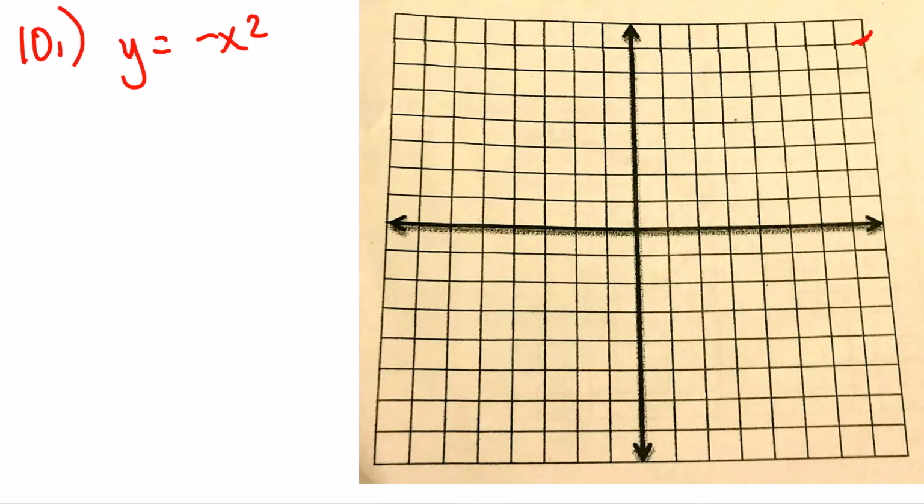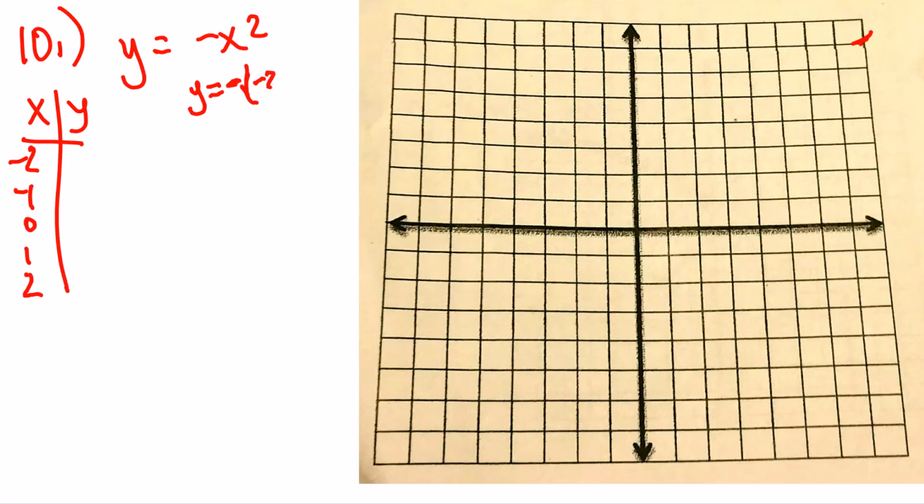So number 10, I have y equals negative x squared, so I just plug it in. XY chart, I pick negative 2, negative 1, 0, 1, and 2. Plug it in. So I have y equals the opposite, and then inside the parentheses I have negative 2 squared. So you do negative 2 squared is positive 4, the opposite of that is negative 4. Now remember, I don't have to do the work for 2, I just put negative 4 right down there for 2. Now I do negative 1, y equals the opposite of negative 1 squared. Negative 1 squared is 1, the opposite of that is negative 1.